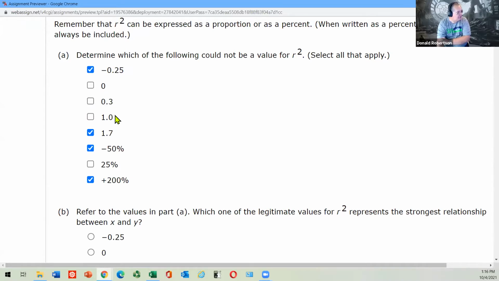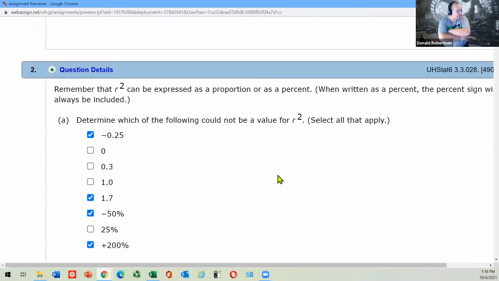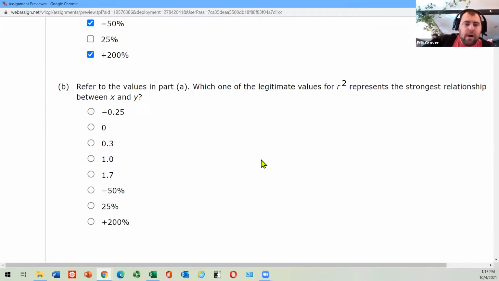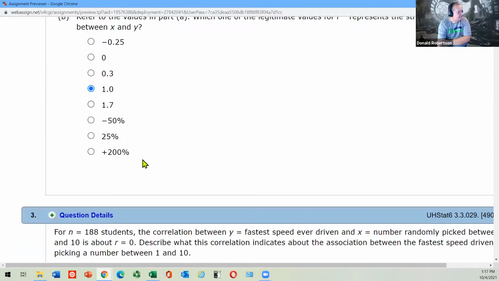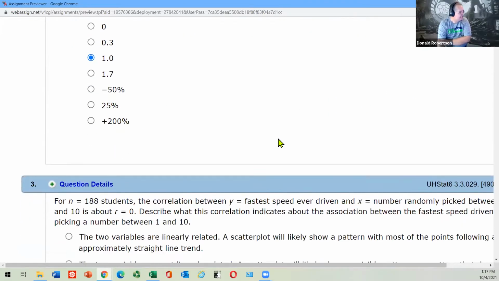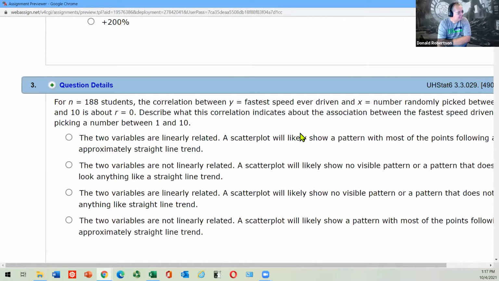0, 0.31 and 25%. Which of those is the strongest relationship? 1.0. Agreed? Isn't that the perfect relationship? Which one of those is the worst one? 0. So when you come down here, you're going to pick a 1.0 and maybe a 0 if it was the other way. So far, so good.